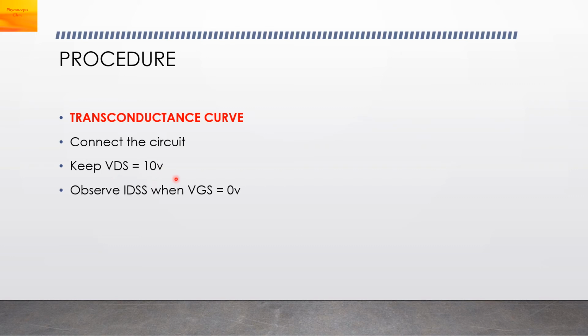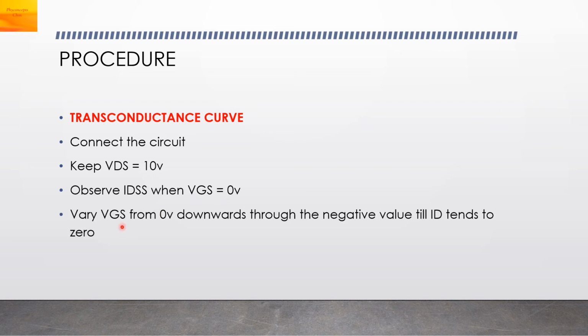Second part is to find the transconductance curve. Connect the circuit. Keep VDS equal to 10 volt. Observe IDSS when VGS is 0 volt. Vary VGS from 0 volt downwards through the negative values till the drain current ID tends to 0.